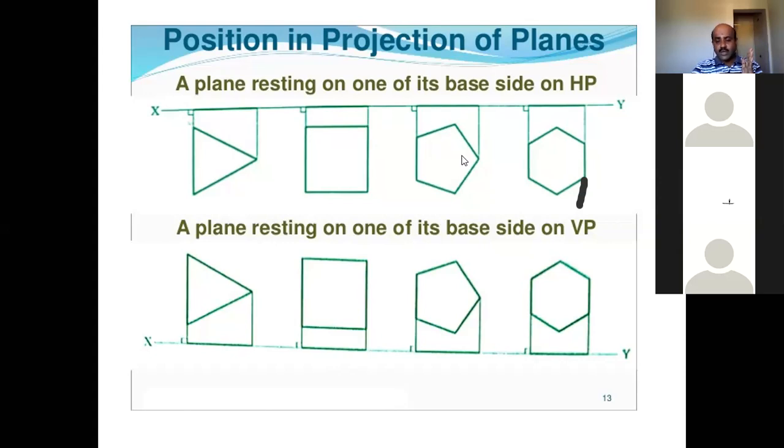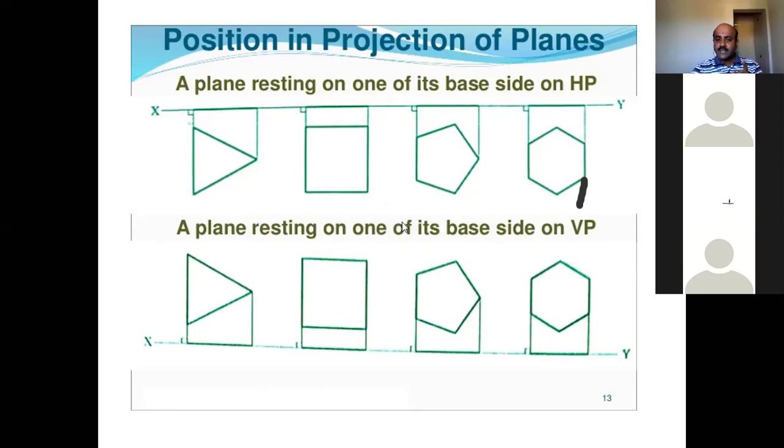Look at all the diagrams we have shown here, whether a pentagon, a hexagon or a square. The edges are coming to your left. This is what we call the lamina resting on HP on one of its base edges. And look at the true shape. This is the XY line. We have shown the true shape of all the laminas on the horizontal plane only. So this is the plane resting on one of its base edges on HP.